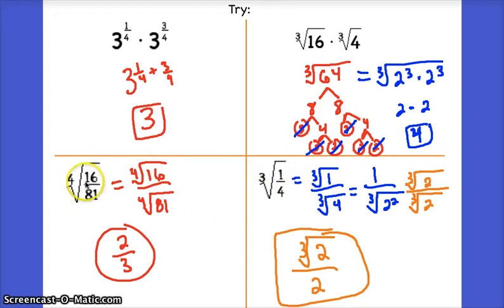The fourth root of 16 divided by the fourth root of 81 is what the bottom lower left expression is equal to. And the nice part is, the fourth root of 16 is 2. And even though there's a root on the bottom, the fourth root of 81 is just a clean 3. Not a lot of extra work there.